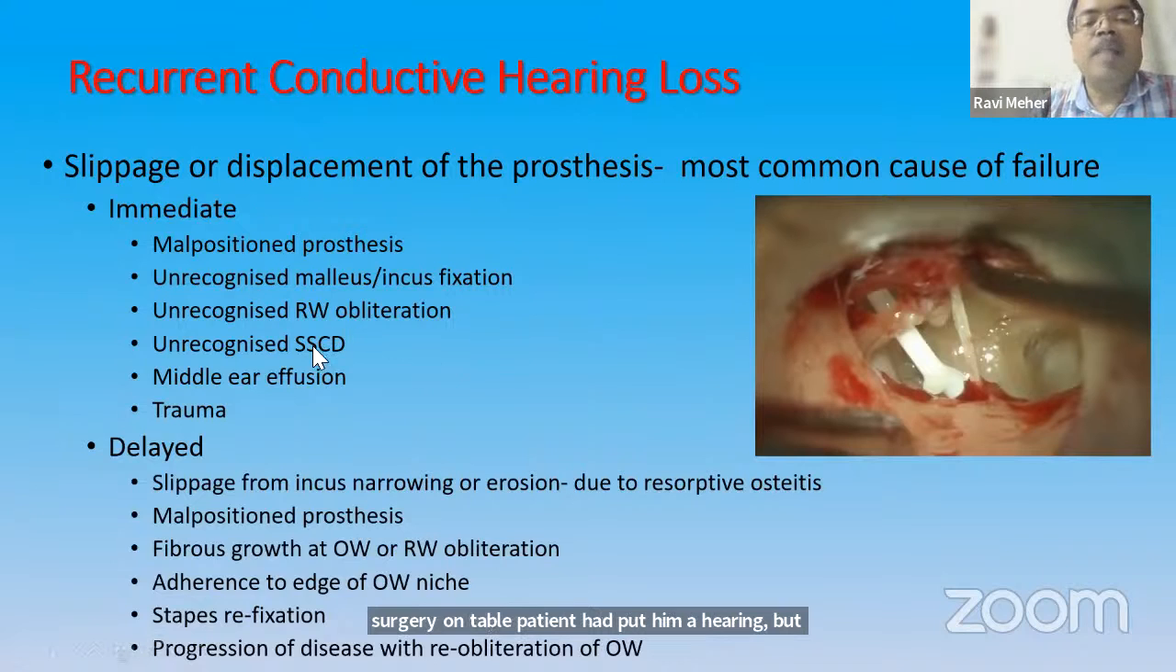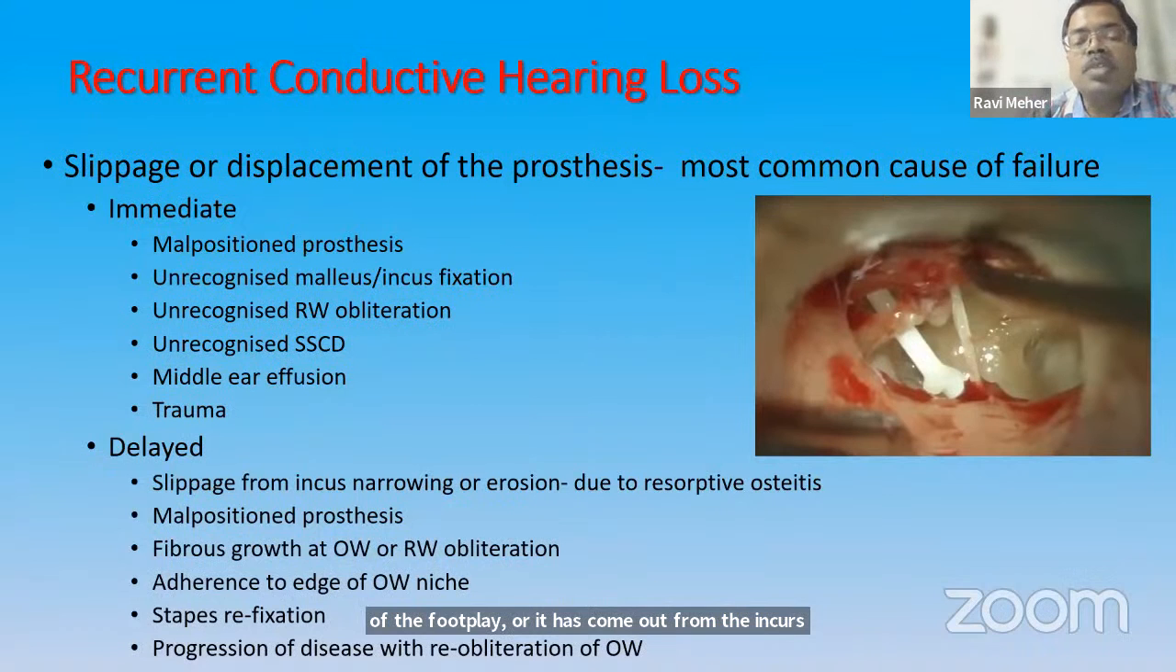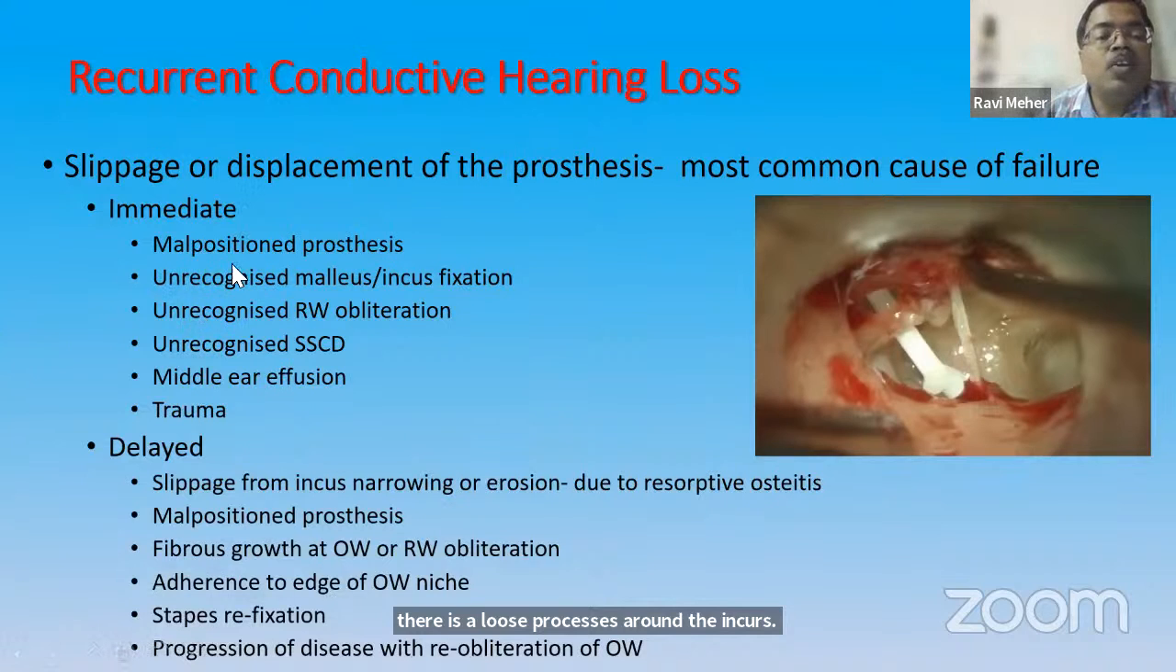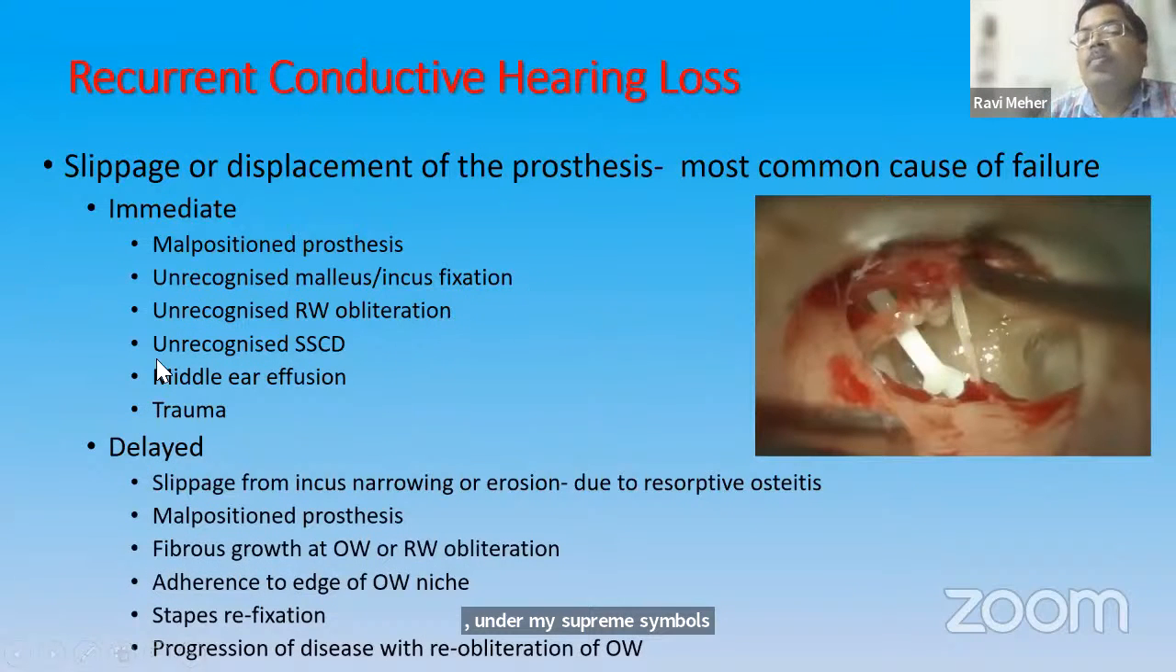So immediately what can happen? There can be a misplacement of the prosthesis. The prosthesis might come out of the medial end of the footplate, or it has come out from the incus, or there is a loose prosthesis around the incus. So all these conditions can be there. So malpositioned prosthesis, and there could be unrecognized malleus and incus fixation, unrecognized round window obliteration, unrecognized superior semicircular canal dehiscence syndrome. So all these things you must be ruling out in the pre-operative workup, right? So this is important. Middle ear effusion and trauma.